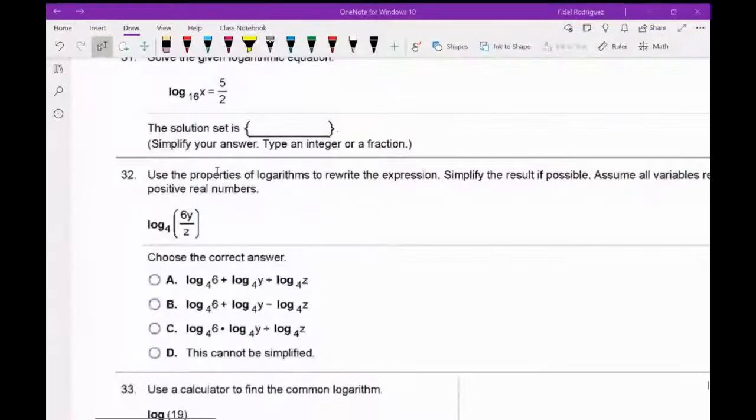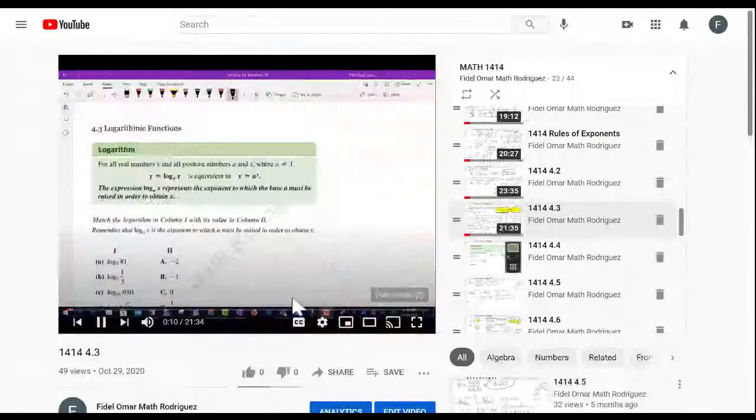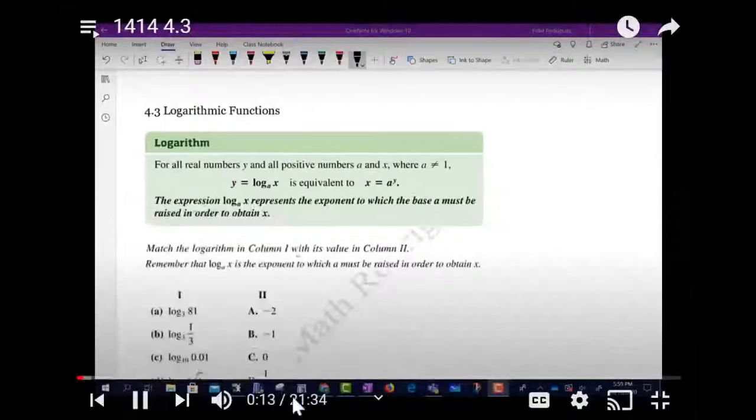So let me stop sharing this screen here. Let me come back to problem number 32, right? Problem number 32 says, use properties of logarithms to rewrite the expression. So I see it right here. Then I'm going to stop sharing that and come back to my playlist. I told you it was section 4.3. I'm pretty sure it was. And section 4.3 is logarithms.